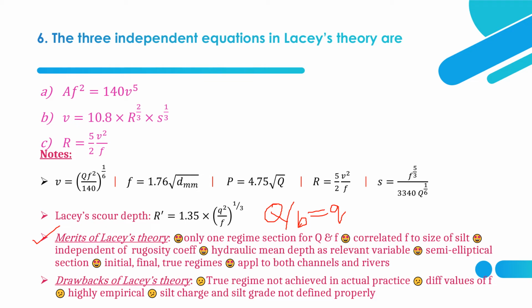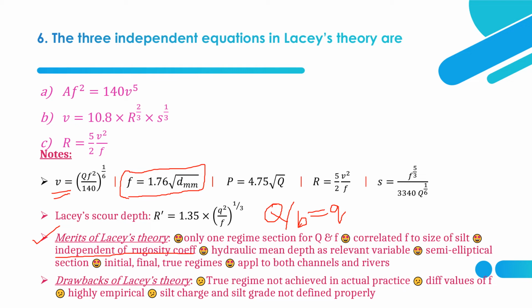And we shall now see the merits of Lacey's theory. So Lacey considered one regime section for discharge and silt factor. So that is an advantage of Lacey's theory. Lacey correlated F to size of silt. So we have seen in this formula F is equal to 1.76 root of d mm. So Lacey correlated the silt factor to the size of silt. So that means it is not arbitrary. This is independent of rugosity coefficient. The velocity calculated is independent of rugosity coefficient.